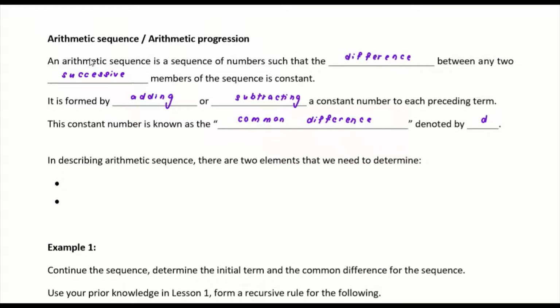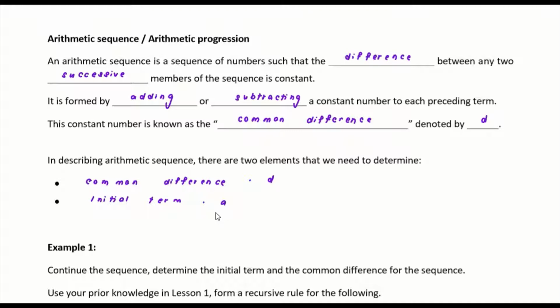Because it is already an arithmetic sequence, the rule that we need to determine here is the common difference. That's the first thing: you need to know the number that we constantly add or constantly subtract. The second one is the initial term, denoted as a. The common difference is d, so you can just remember the alphabet a, b, c, d, e. a is the first alphabet, so that's why we use a to denote the initial term.